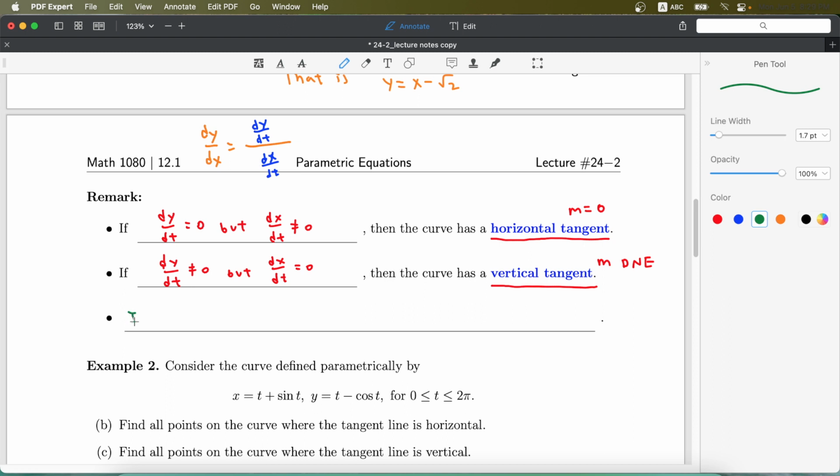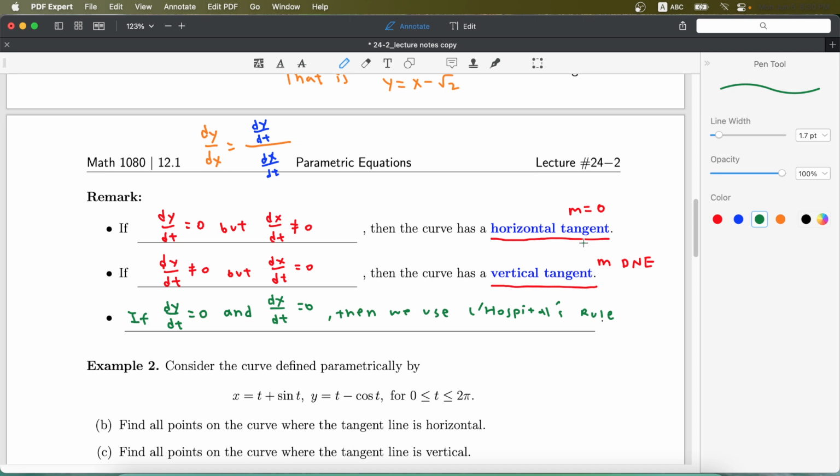So right here, if dy over dt equals 0 and dx over dt equals 0, then we should consider L'Hopital's rule. Of course, to use L'Hopital's rule, we will need to take the limit, and then apply L'Hopital's rule. Is that okay? That is the worst scenario, if both dy over dt and dx over dt are 0.